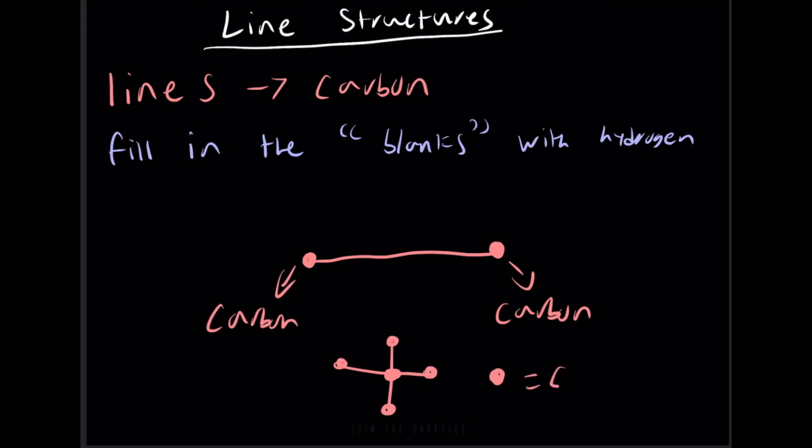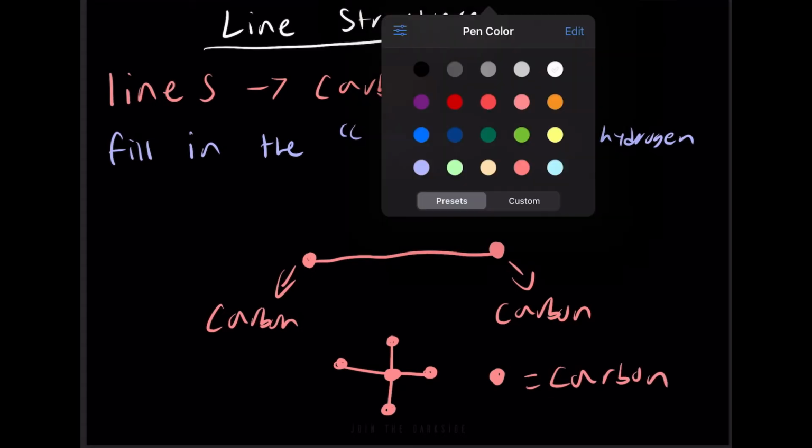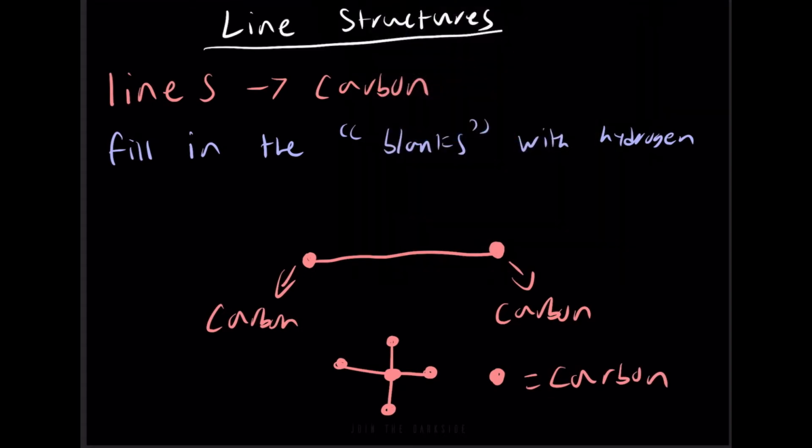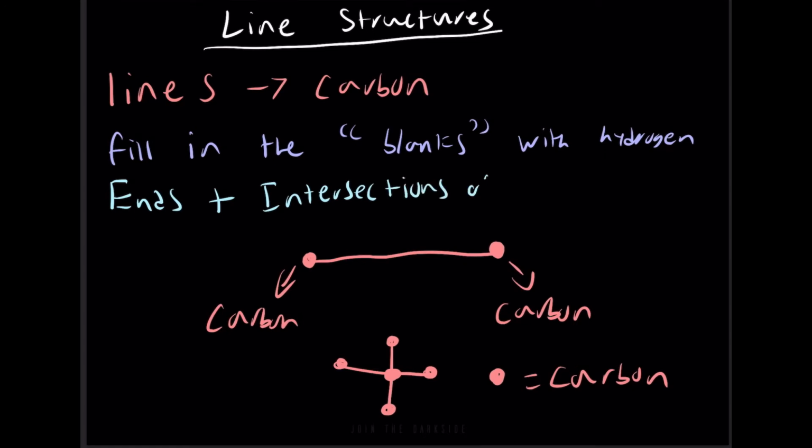Now let me draw another even simpler thing to show the other part of it, which is the ends. They're all carbon, and the middle, or the intersection point, is also a carbon. So I can sum up: the ends and the intersection points of the lines are all carbon, and then we use hydrogen to fill in the missing bonds in order to make the compound stable.